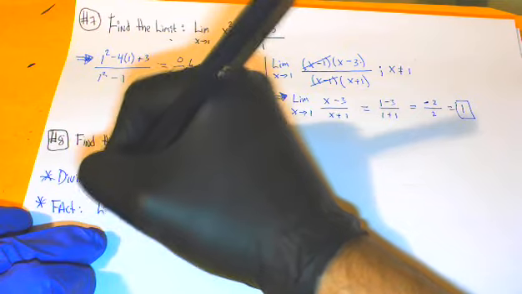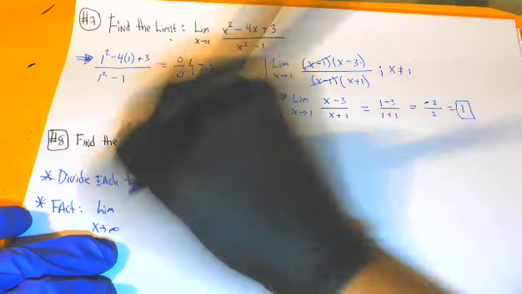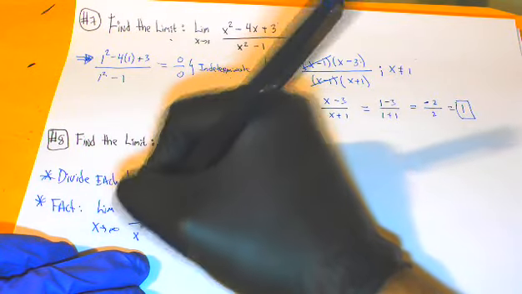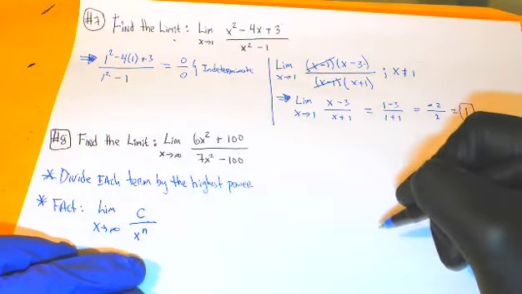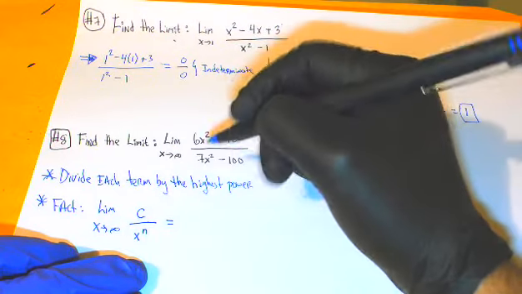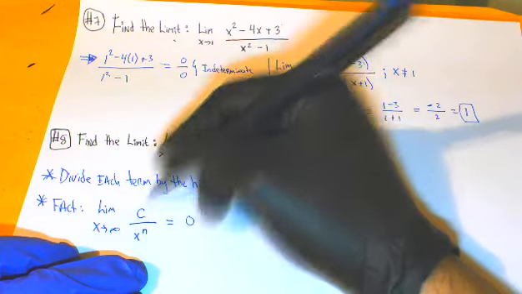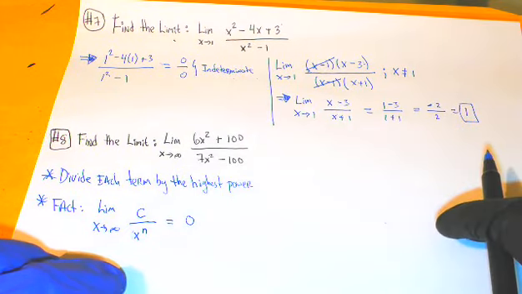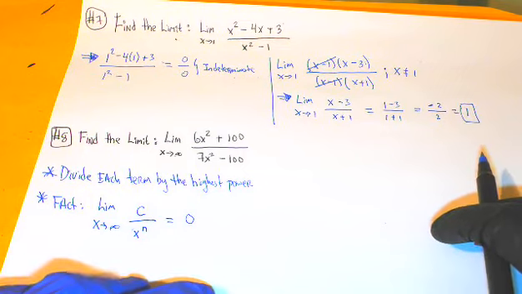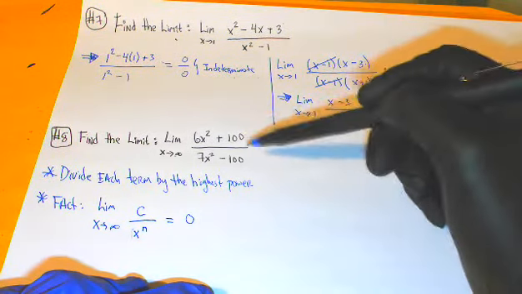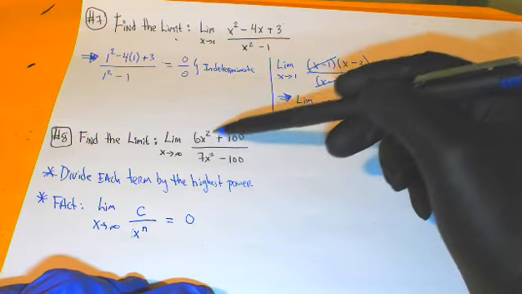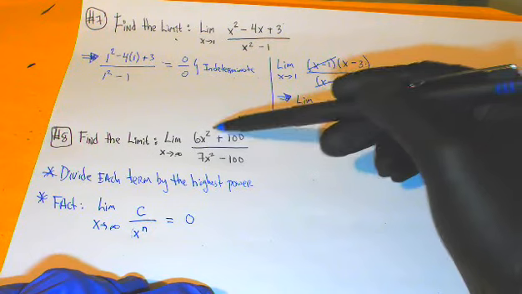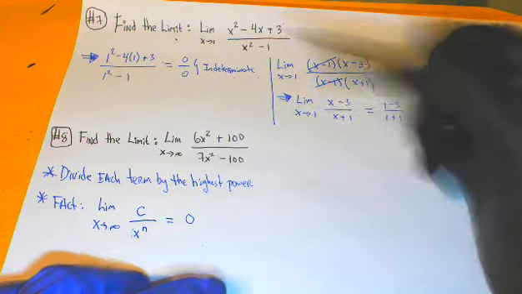If you have the limit as x approaches infinity of some constant c over x to the n power, then this is always going to equal 0, since c is just a single puny number, whereas the denominator is going to grow extremely large. So with that being said, I'm going to divide each term of 6x squared plus 100 over 7x squared minus 100 by the highest power, which is x squared, simplify, and then use my fact.